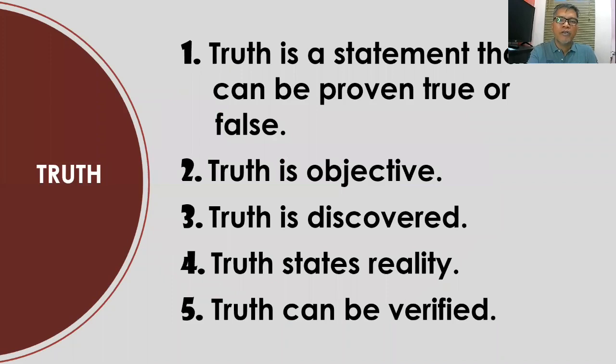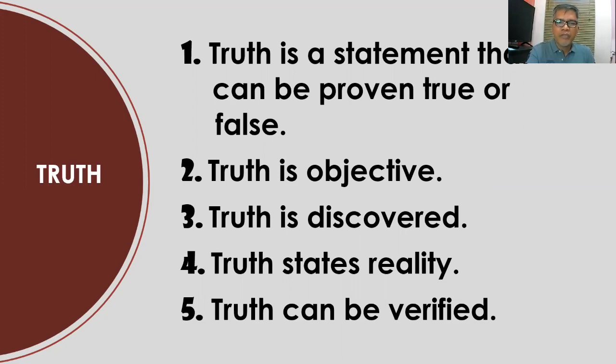Specifically, truth is a statement that can be proven true or false. Yes, because if our data or evidences affirm our claim to be true, therefore it is true. Otherwise, it is false. Number two, truth is objective. Yes, if our claim is true, it is not based on our attitude or feelings or emotion. Therefore, it is objective. It is truth.